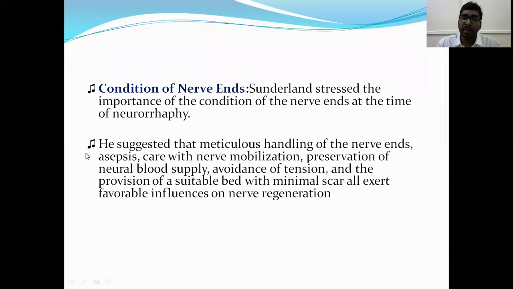And Sunderland also suggested that meticulous handling of the nerve ends, asepsis, care with nerve mobilization, preservation of the neural blood supply, avoidance of tension, and the provision of a suitable bed with minimal scar all exert a favorable influence on nerve. These are all factors that also have an effect on nerve regeneration.